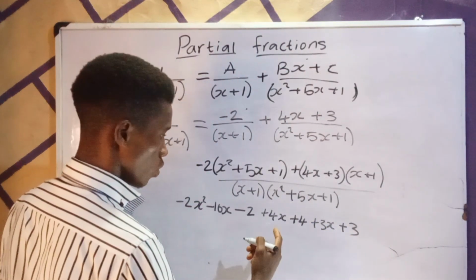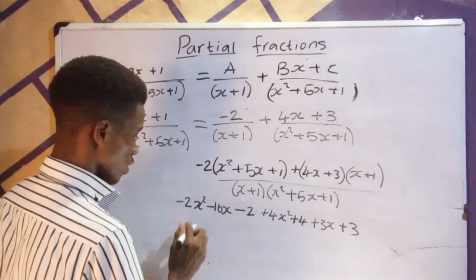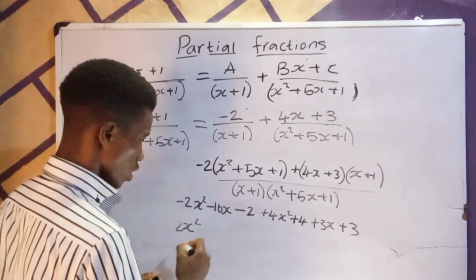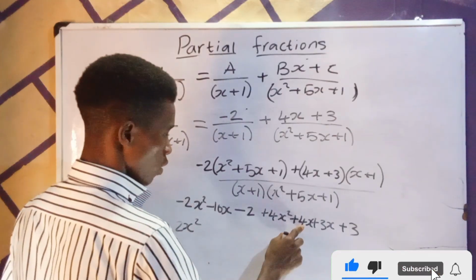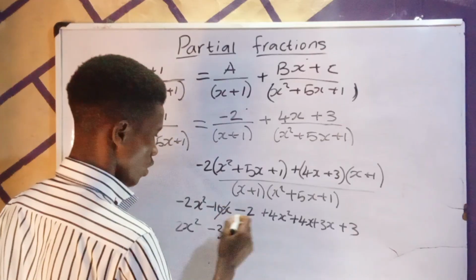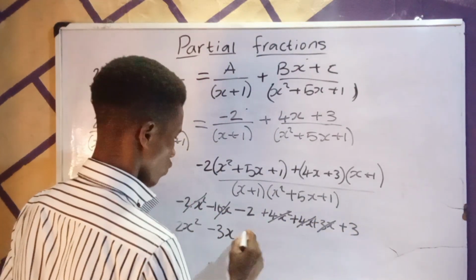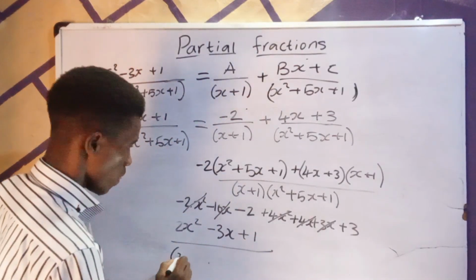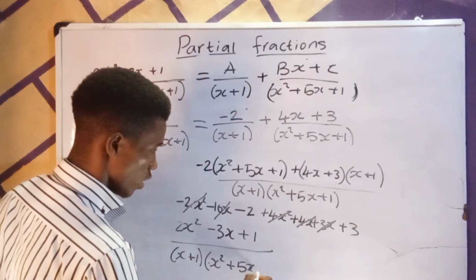So this is 4x squared. When we collect the like terms now, this and this are x squared, so we have 2x squared, minus 10 plus 4x plus 3x will give us minus 3x. Then we are done with this. So this and this will give us what? Plus 1. So that this is over x plus 1 times x squared plus 5x plus 1.